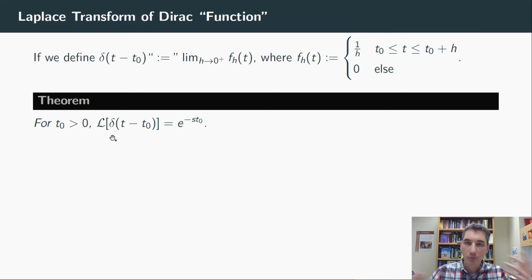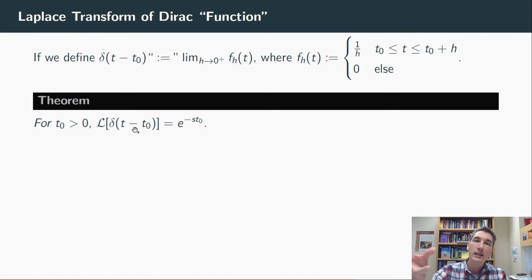And you can make this more precise mathematically in advanced classes, but that's going to be essentially anytime we see Dirac delta and we hit it with Laplace, we're going to get e to the minus s t naught. And the t naught is, of course, where that Dirac delta occurred. So that's the main idea of this section: we can do impulse forcing. The way we do impulse forcing is using this Dirac delta function.